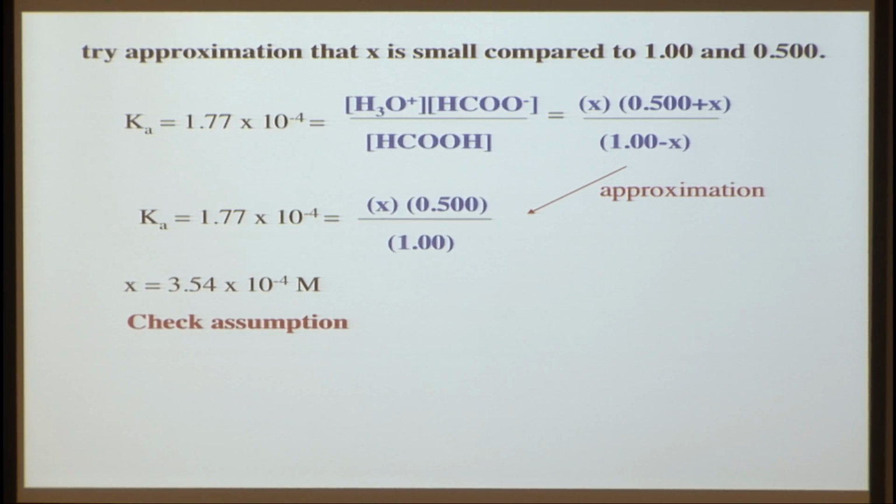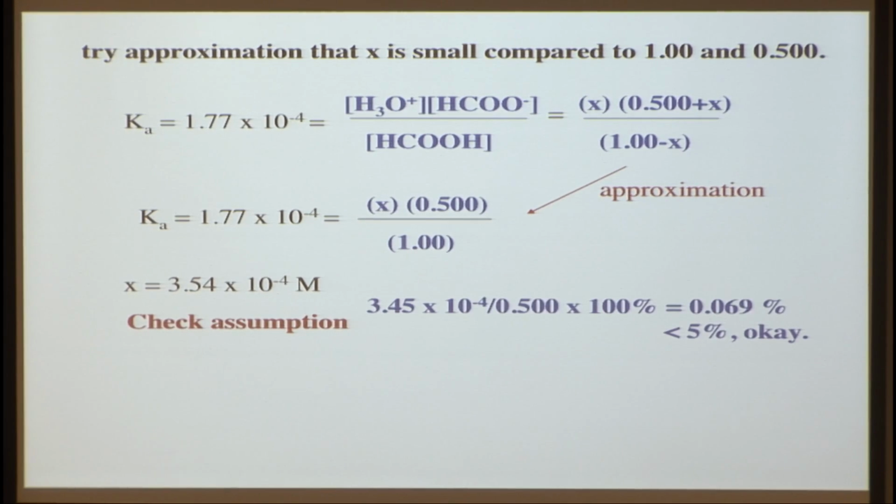And before you told me how to check assumptions, and that was I take x, and I'll divide it by 0.5, which is the smaller of these two, and times by 100%, and we get 0.069%, which is less than 5%. So the assumption is OK. And we don't have to check it against 1, because if the assumption x is small compared to the smaller number is valid, it'll also be valid for the bigger number. So you only check it for the smaller number.